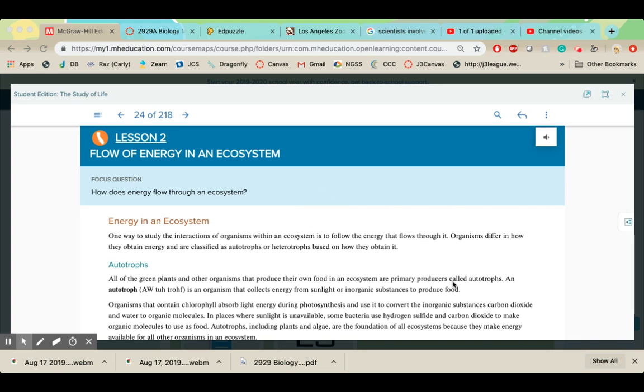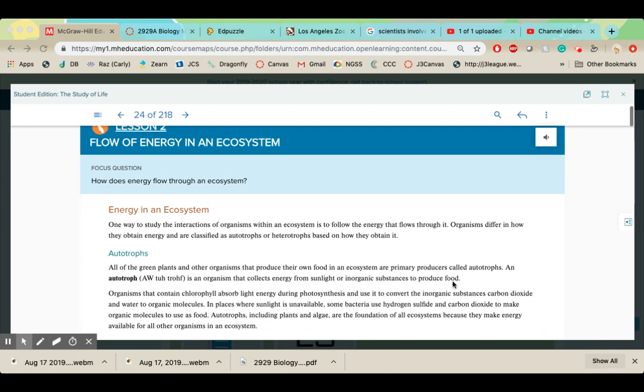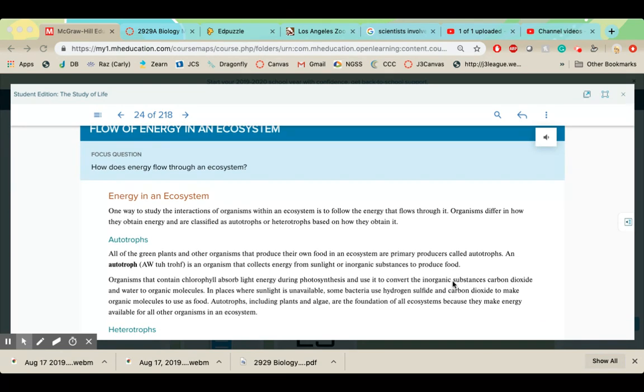Lesson two covers the flow of energy in an ecosystem, and basically how energy moves through an ecosystem. So energy, essentially for the Earth, all comes from one big hot place in the sky. And if you haven't figured that out yet, that's the sun. But we don't really get much of our energy from the sun directly. We get it indirectly. Essentially, though, that is the energy source for our planet.